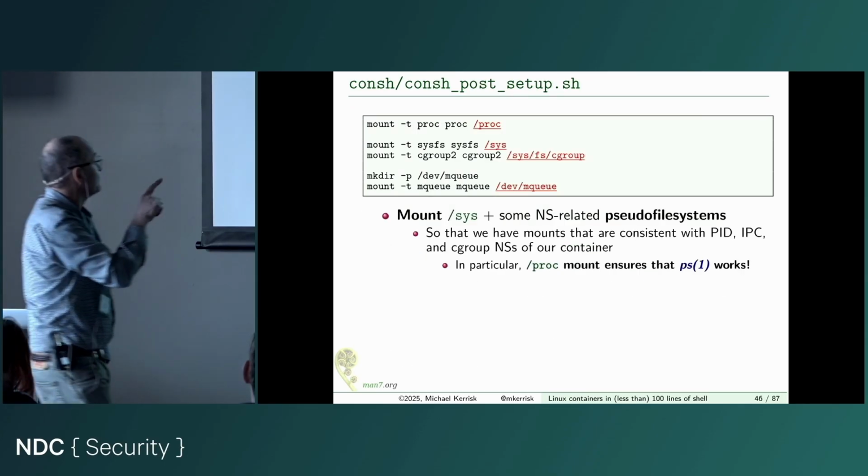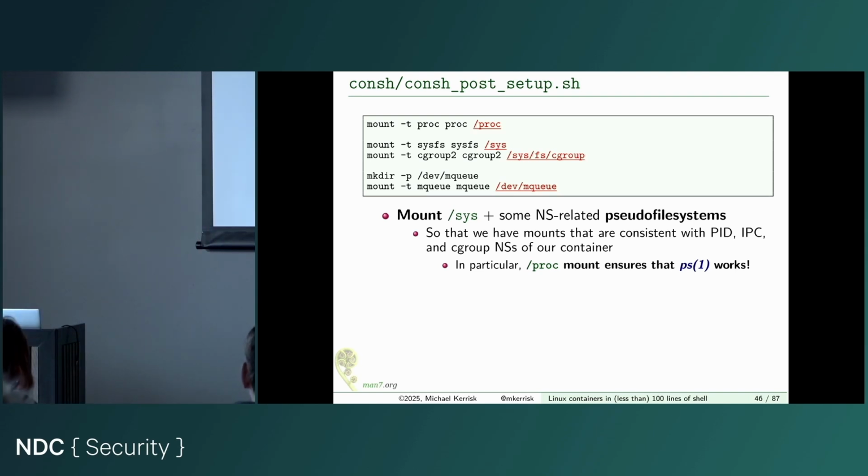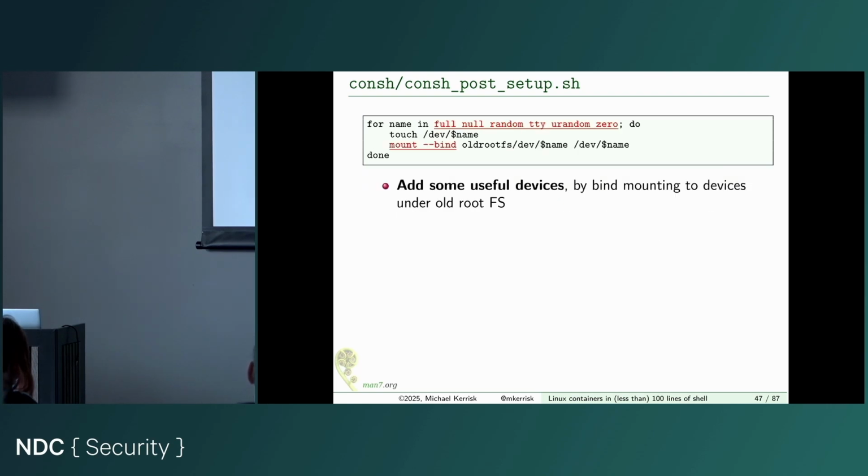Then, simple stuff here. I want some other nice stuff in terms of mounts in my container. Mount a proc file system, mount a sysfs file system, mount a cgroup file system, mount an mqueue file system for my POSIX message queues. That's all simple stuff. And then I want some devices. This is the standard sort of set of devices you'd find inside a container: full device, null device, random, tty, urandom, zero.